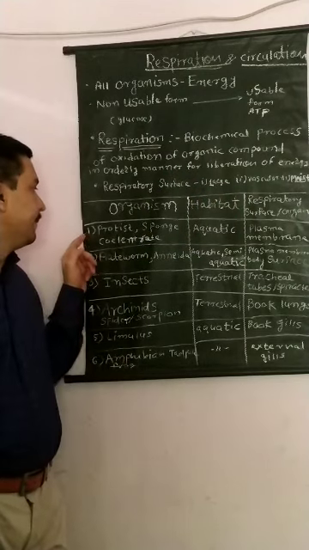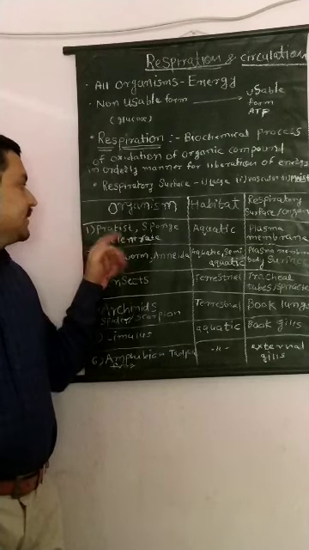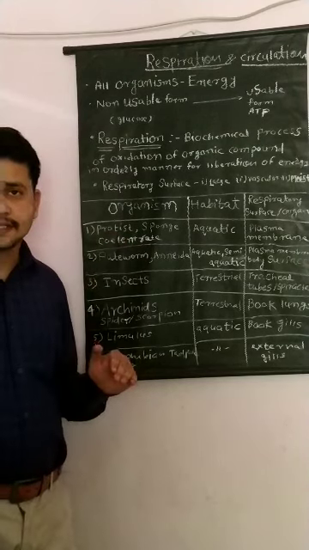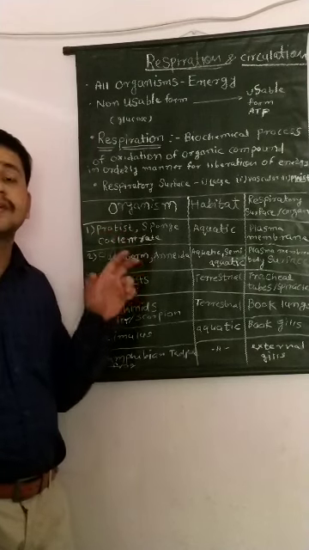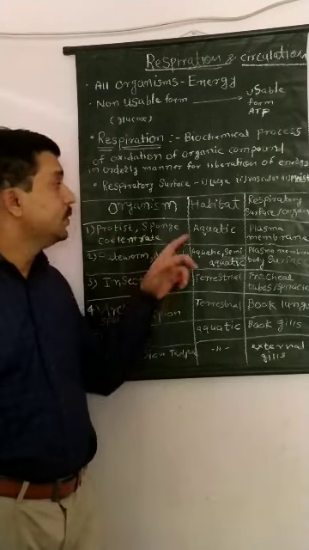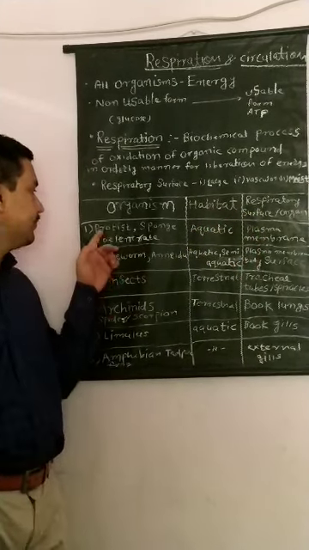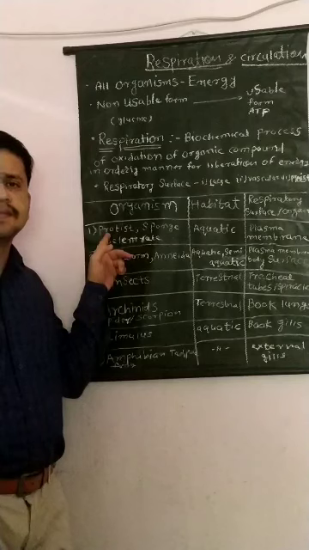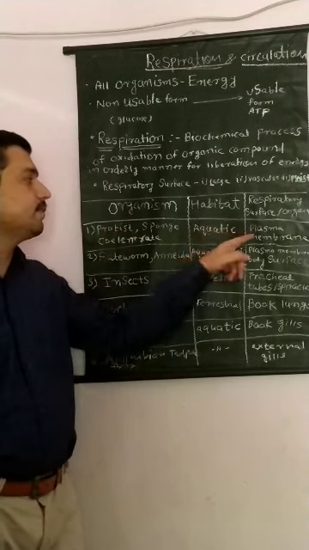The first type of organisms are protists, sponges and cnidarians. These are lower animals, which means their body organization is not well developed, therefore they do not possess respiratory organs. The respiratory surface is directly their plasma membrane. Coming to the protists, these are simple animals like amoeba and paramecium, they respire by their plasma membrane.